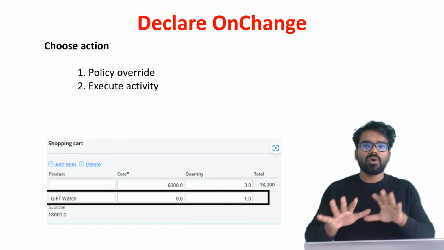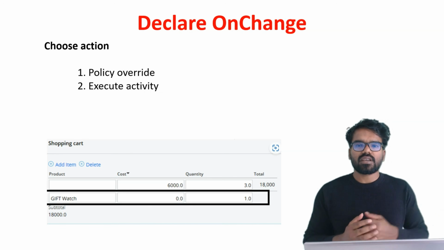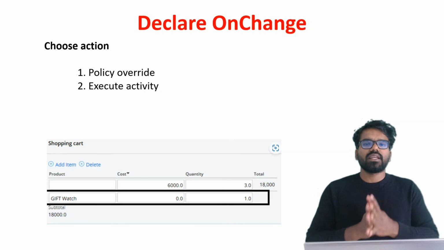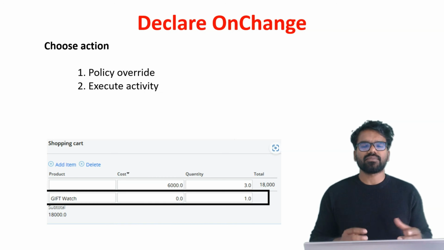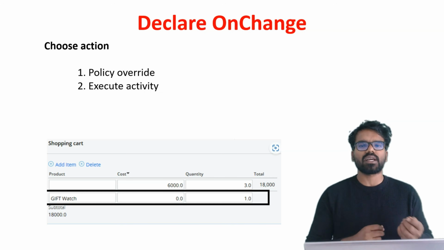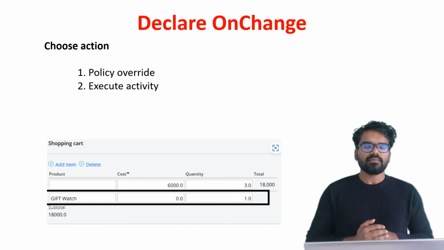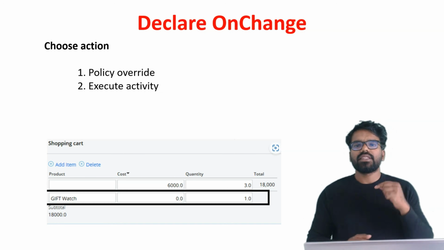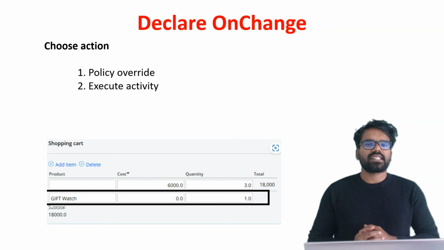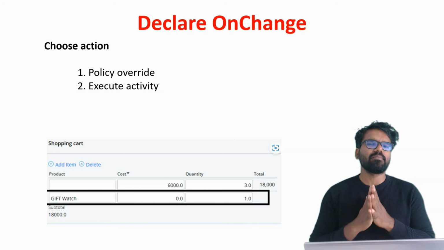So definitely we are going to watch the properties, to see if some of the properties change or not. If they change, then we have two options basically. We can execute an activity, so we can perform any kind of complex processing using the activity, and that activity should be of type declare on change. The next is you can also do some kind of policy override. In this tutorial, I'm going to explain how to use a policy override. Before that, let's take a simple example.